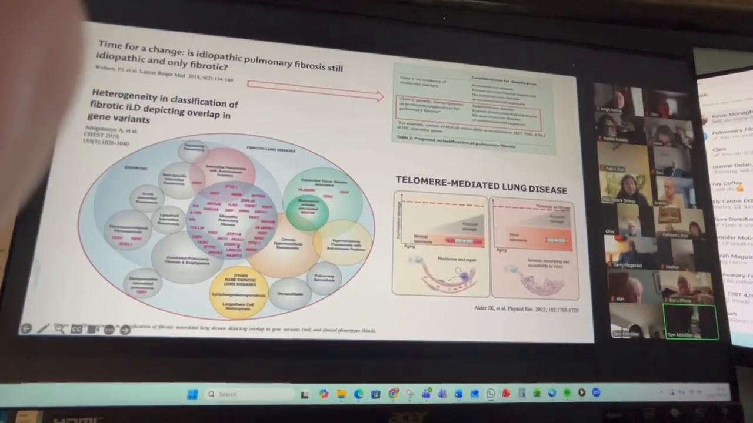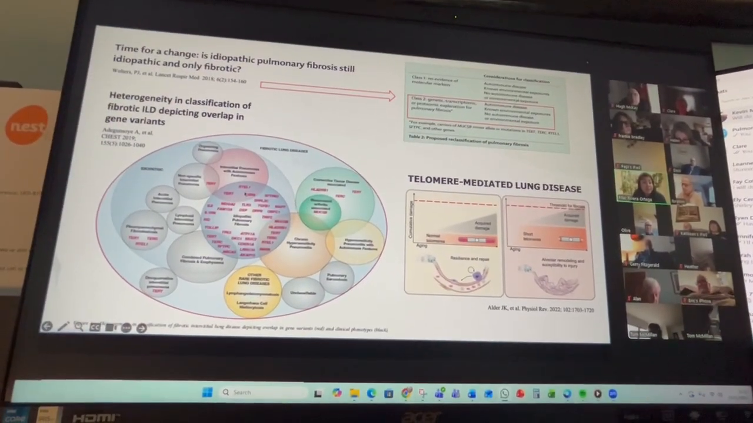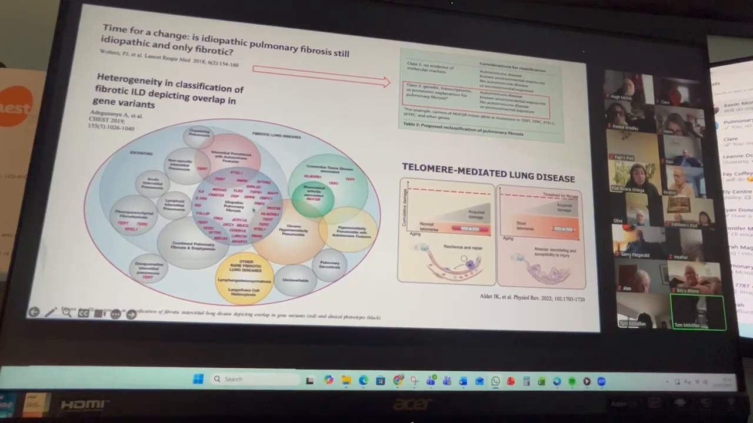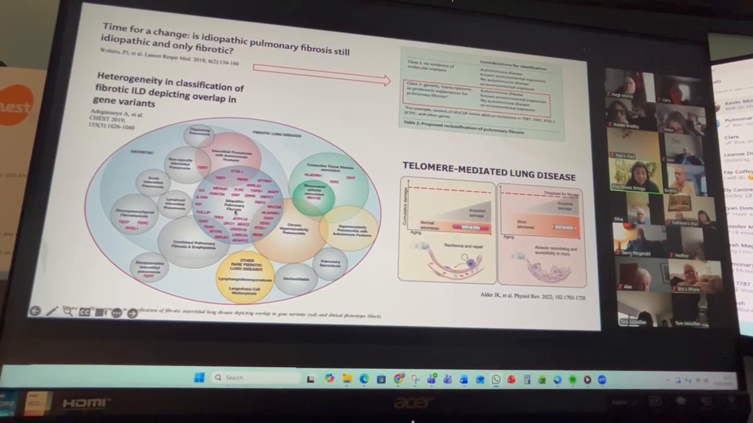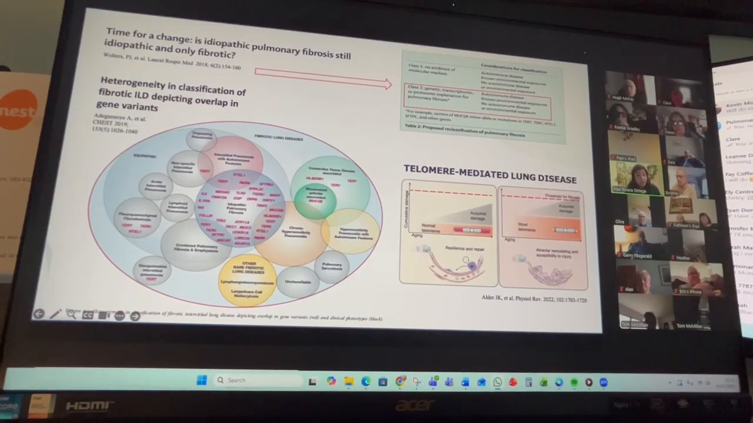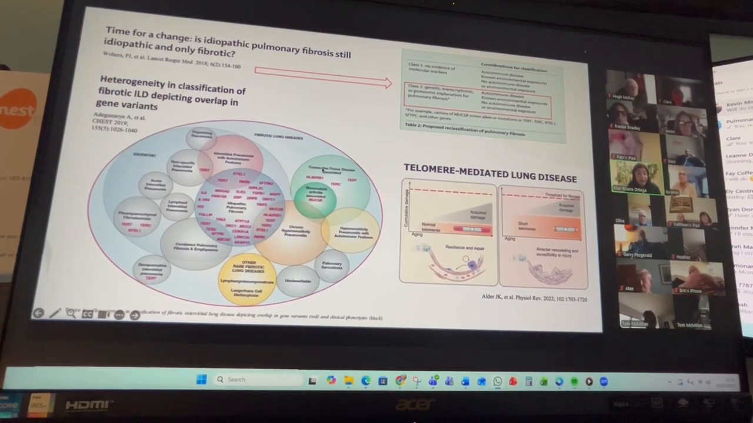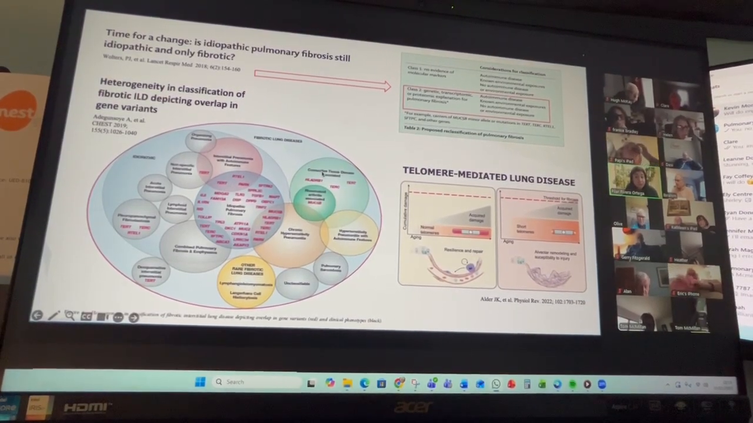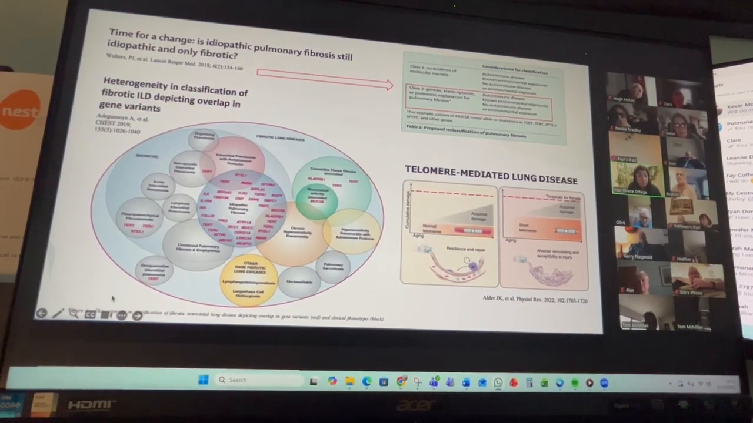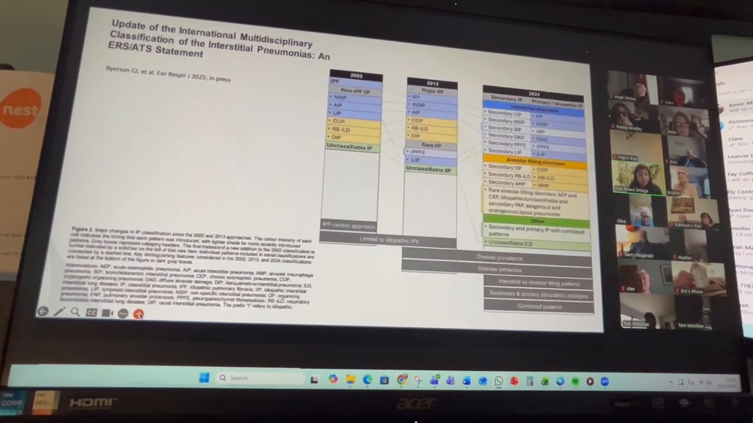And we can see that sometimes we can have variants related to diseases like idiopathic pulmonary fibrosis, but with the same genes we can have variants associated with connective tissue diseases, associated with pulmonary fibrosis or other types of conditions.